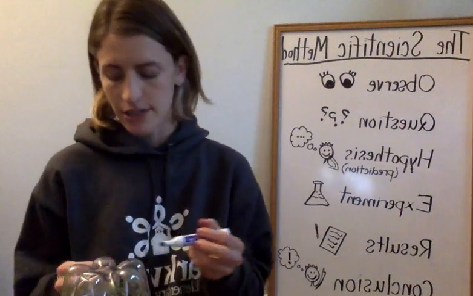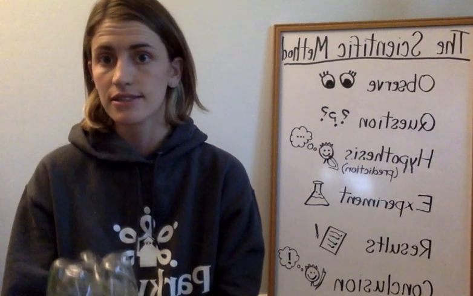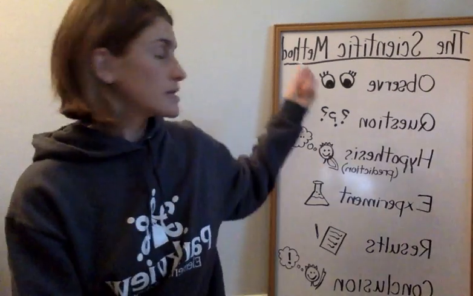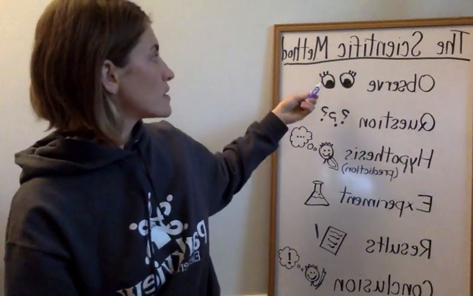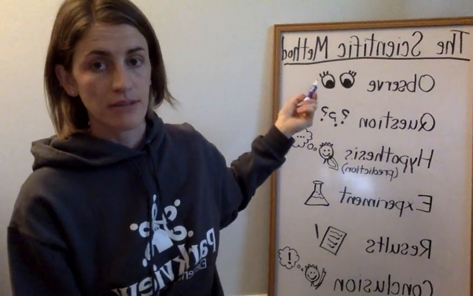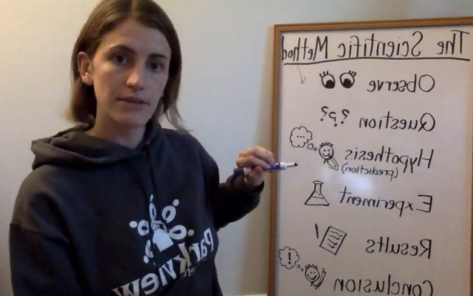Today we're going to be starting our acid rain experiment. And with every single scientific experiment that we complete, we have to follow the scientific method. Step number 1 is to observe. If you just completed your observation of the ecosystem, that means that you are done with that step.